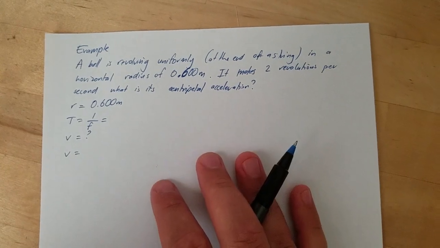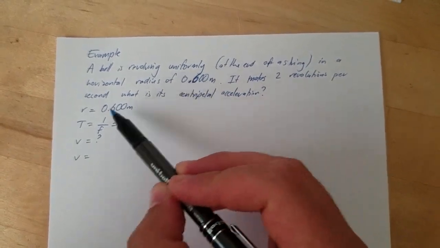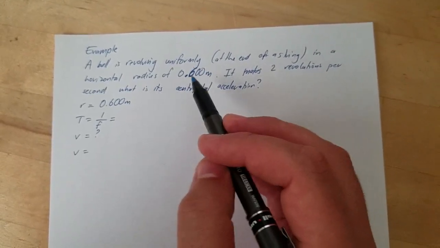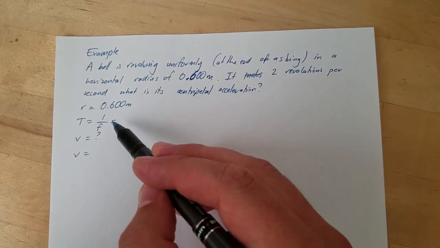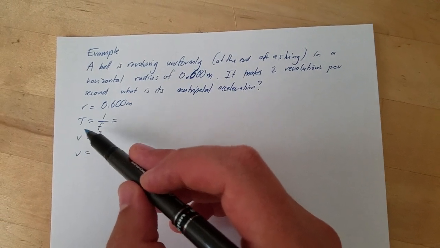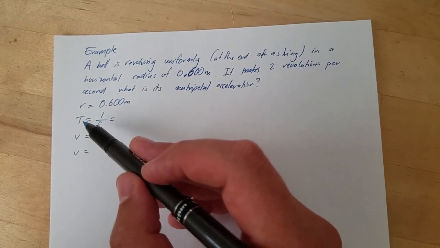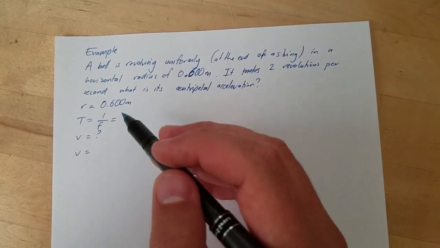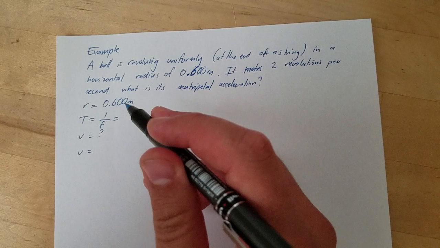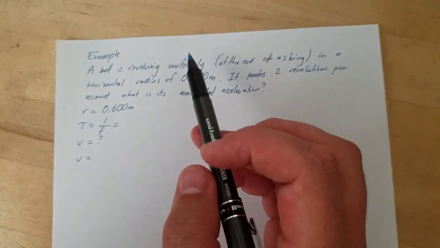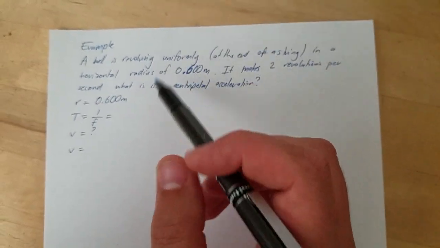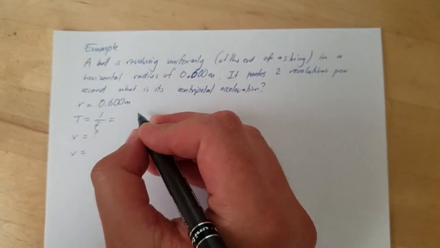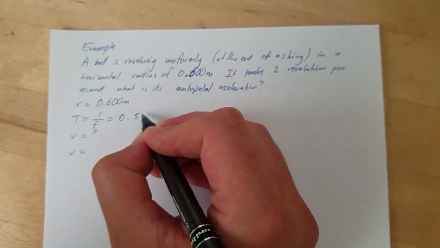Okay. So as usual, I've started pulling out the values, and I thought maybe I should wait until we've done this on the video. So I've pulled out the radius and the period here. It makes 2 revolutions per second, so that means it's got a frequency of 2. So the period is going to be 1 over 2, or 0.5.